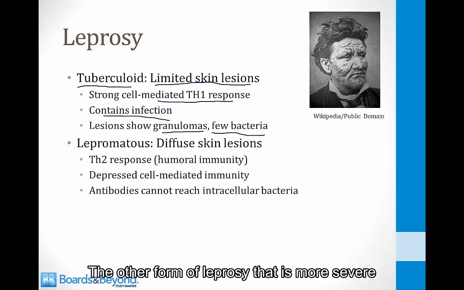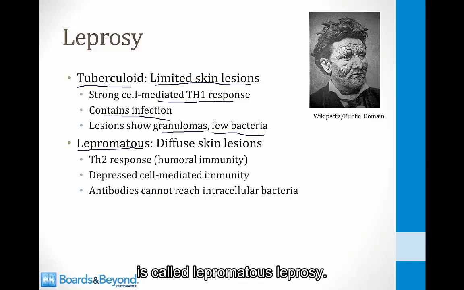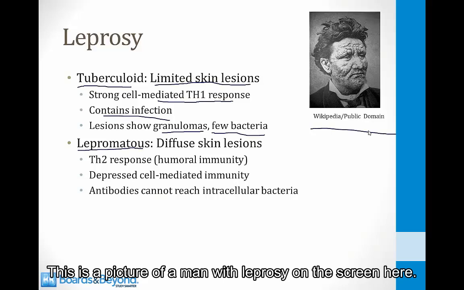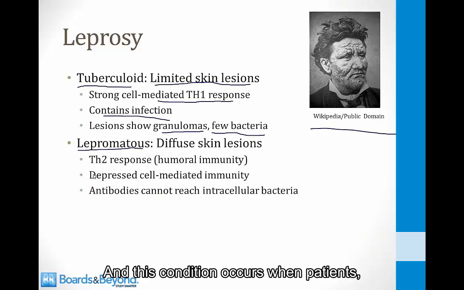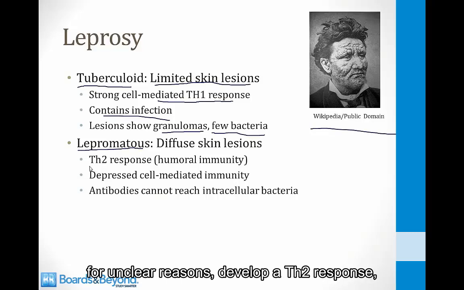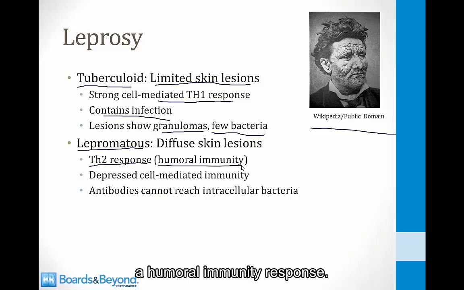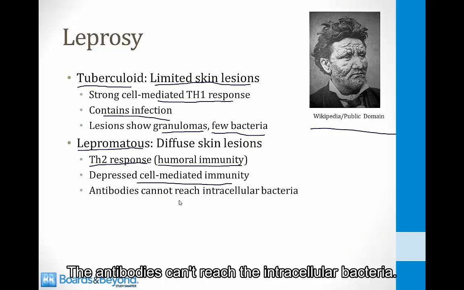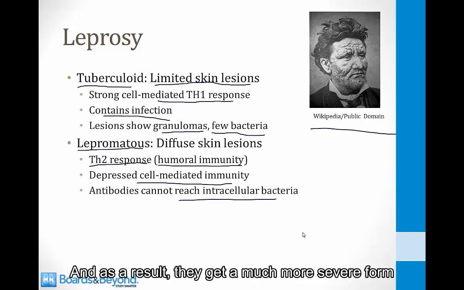The other form of leprosy that is more severe is called lepromatous leprosy. This is where patients have diffuse skin lesions. This is a picture of a man with lepromatous leprosy on the screen here, and this condition occurs when patients, for unclear reasons, develop a Th2 response, a humoral immunity response, and they have depressed cell-mediated immunity. The antibodies can't reach the intracellular bacteria, and as a result they get a much more severe form of the disease.